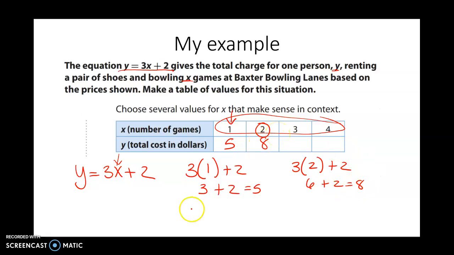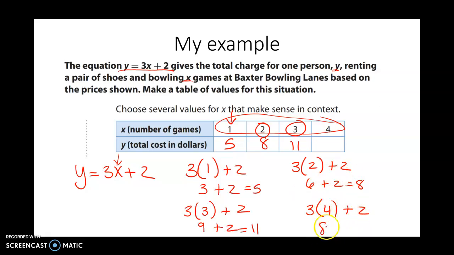Two more. So I'm going to do 3 times 3, plus 2. 3 times 3 is 9, plus 2 is 11. Last one, I got 3 times 4 plus 2. 3 times 4 is 12, plus 2 is 14. And there you go. That's it.